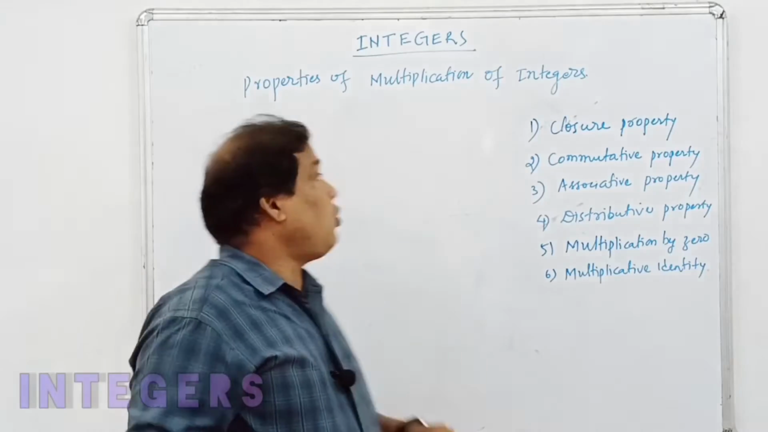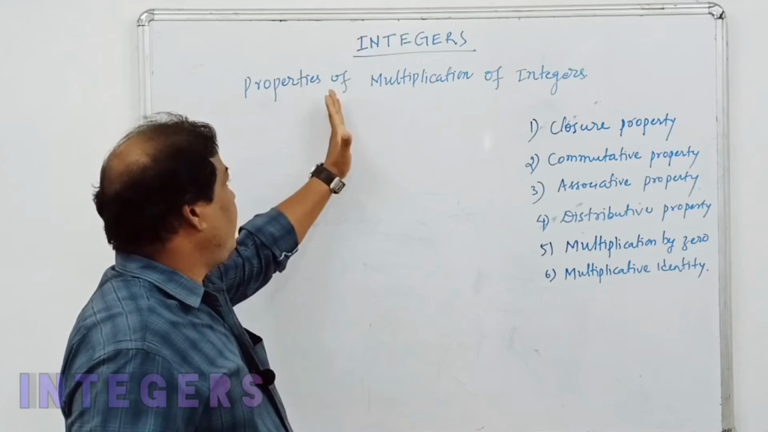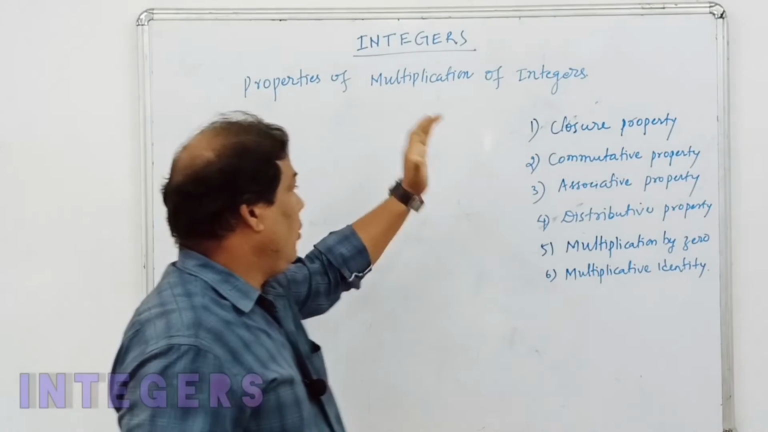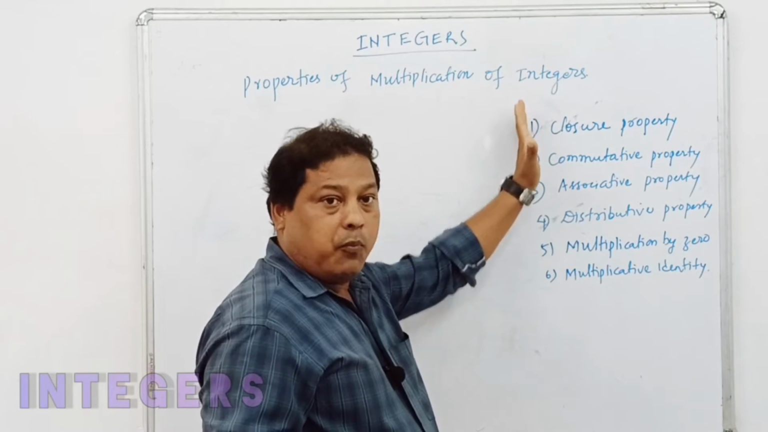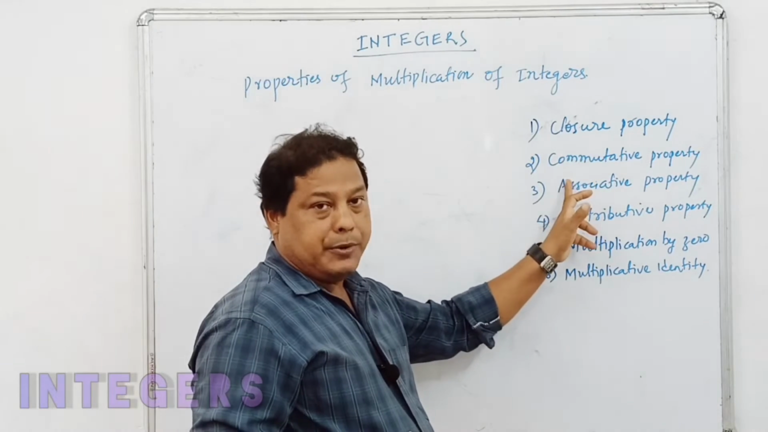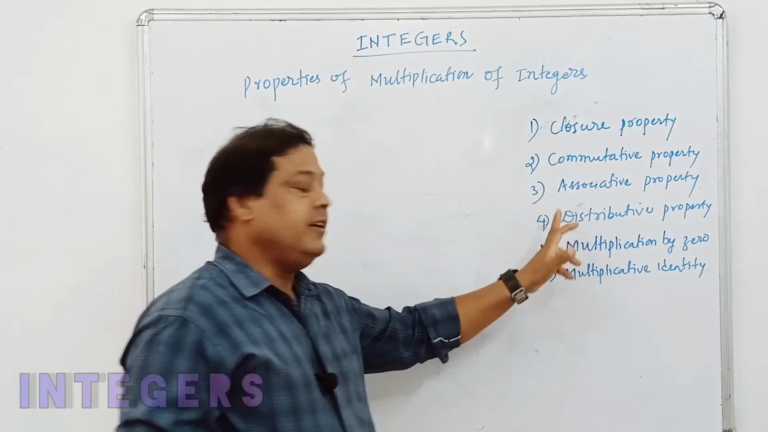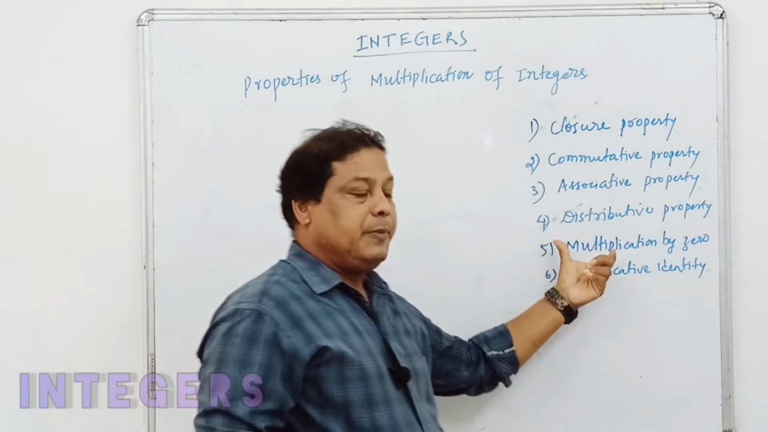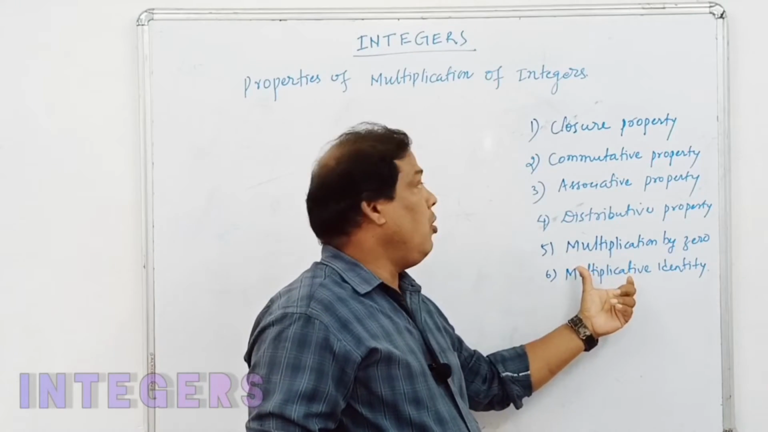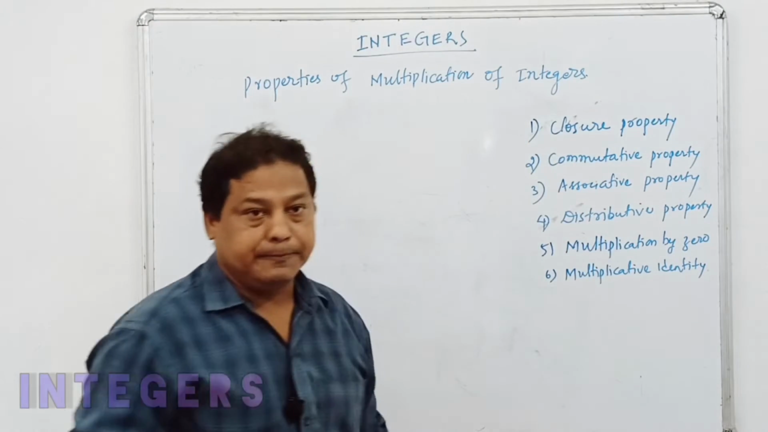The next topic is properties of multiplication of integers. Under these properties, we will see the following topics: closure property, commutative property, associative property, distributive property, multiplication by 0, and multiplicative identity. First of all, we will see the closure property.